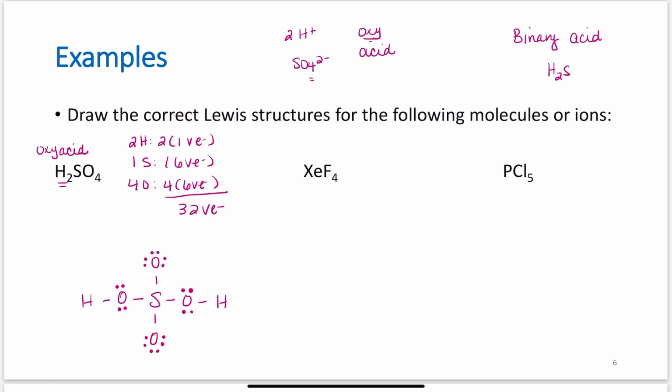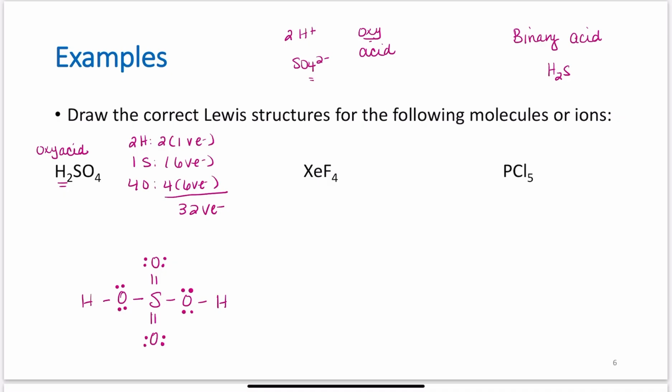Right now, I've used up all 32 electrons. Technically speaking, my sulfur has its octet, but when we do the formal charge, which we will learn coming up soon, we're going to find out that this is not actually correct. It's going to form a double bond here and here. So you're going to have to trust me right now, but this is going to be the actual structure of sulfuric acid.